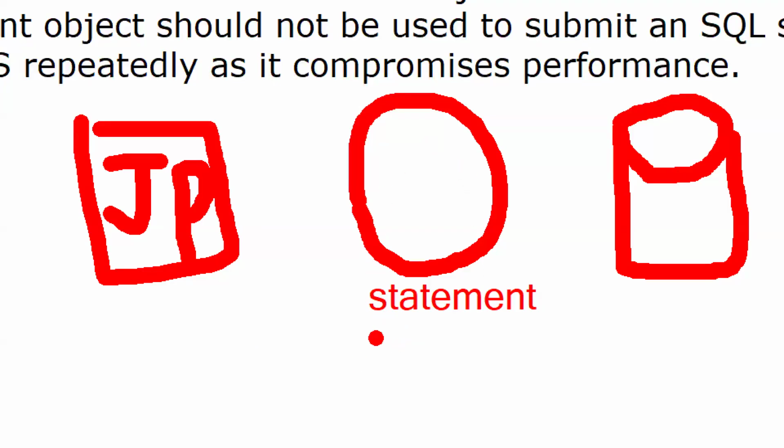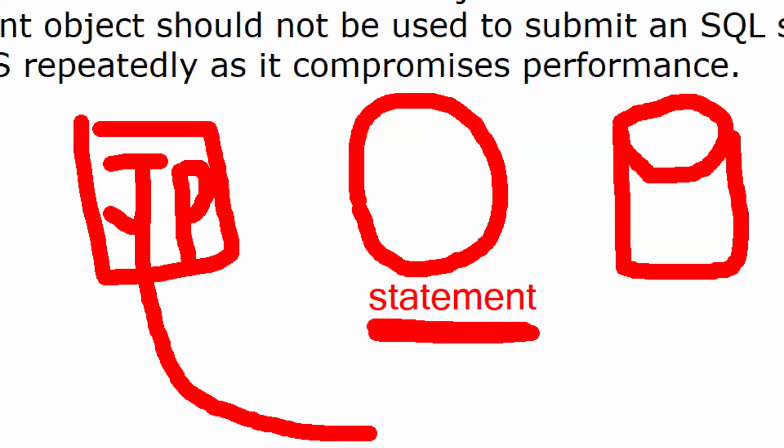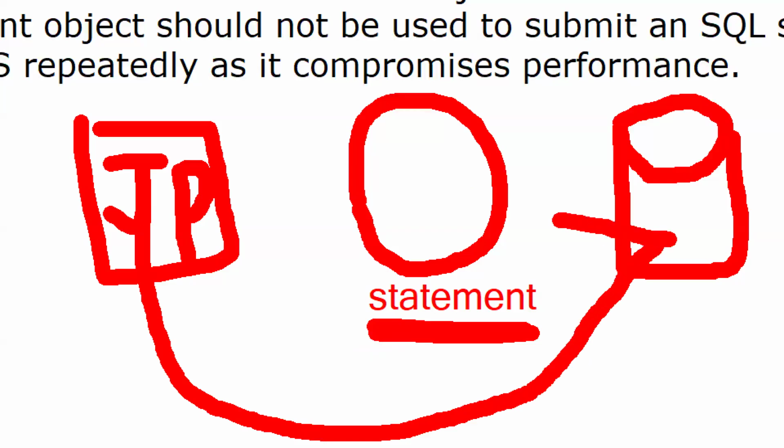But in real-time scenarios, we should not use a statement object to send an SQL statement from a Java program to the DBMS. Why? It will reduce the performance. Performance will be compromised if you use the statement object. As a learner, to perform CRUD operations, we use a statement. But in real projects, we should not use a statement. Why? That we have to understand.